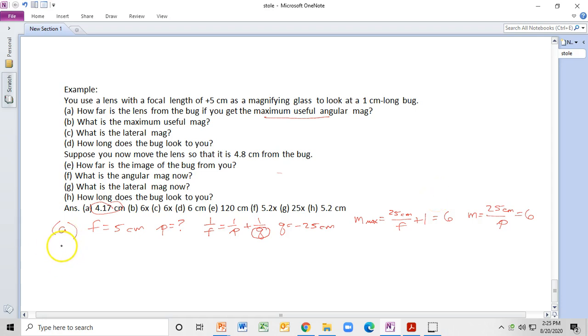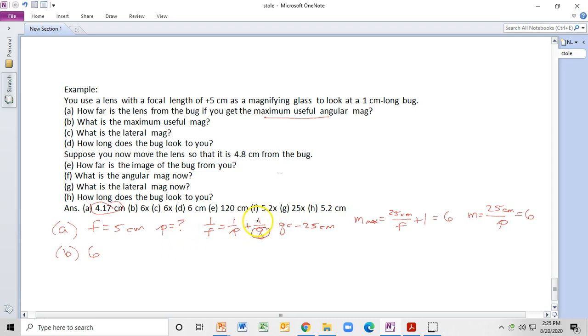Okay, let's try to answer the next question. B, what is the maximum useful magnification? I just did that, right? It's 6. Yeah, but if you had answered A by using the thin lens equation, you wouldn't have calculated little m.